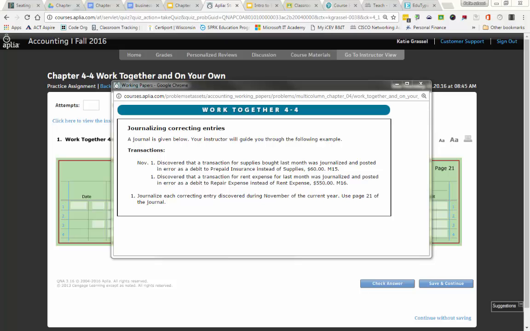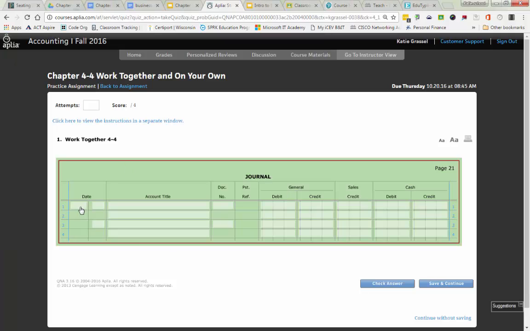So we're journalizing each correcting entry discovered during November of the current year, and we're using page 21 of a journal. We can find that the journal page is already done up there for us. So we just have to start with the date, and we're going to put in there November 1st. We're going to be debiting supplies. Source document is M15 for 60. Prepaid insurance is going to be credited for 60.